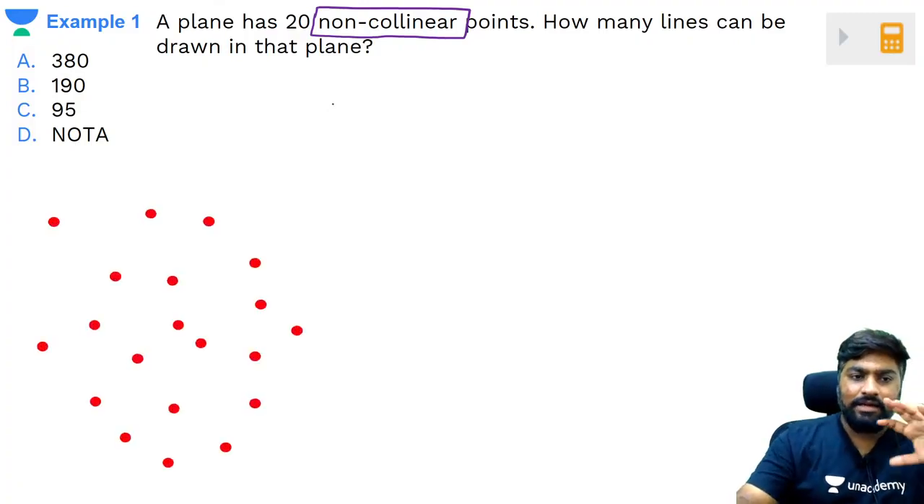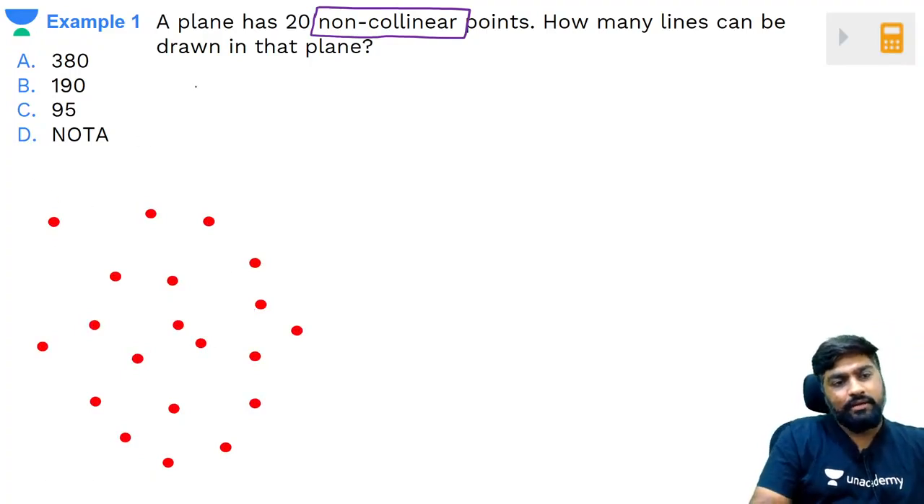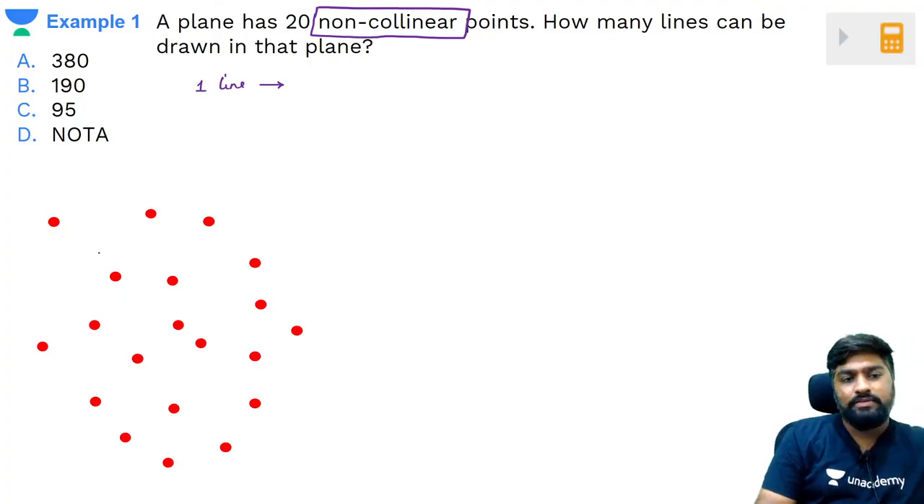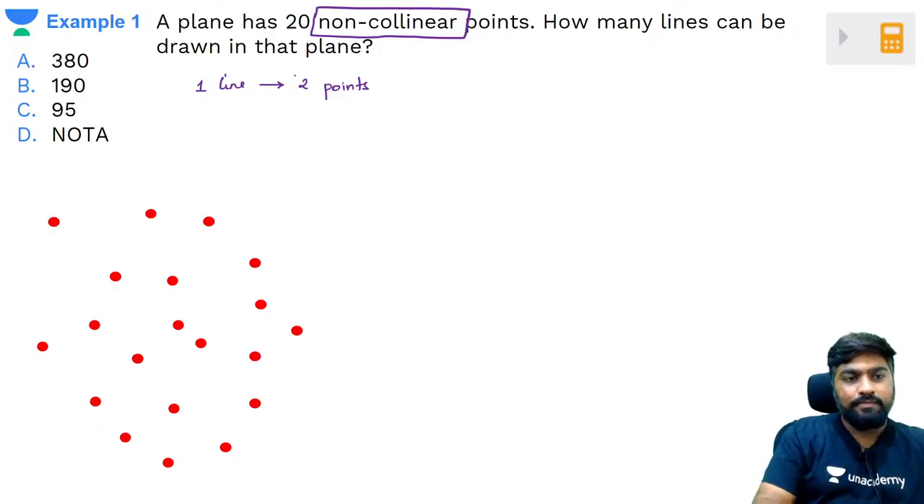So let's start with an understanding of the image, right? 20 non-collinear points. If I want to form one line, how many points do I want? Since these are non-collinear, there is no way 3 points will lie on a line; more than 2 points will not lie on the straight line. That basically means we need exactly 2 points to form one line. So all I have to now check is how many such groups of 2 points can I make?